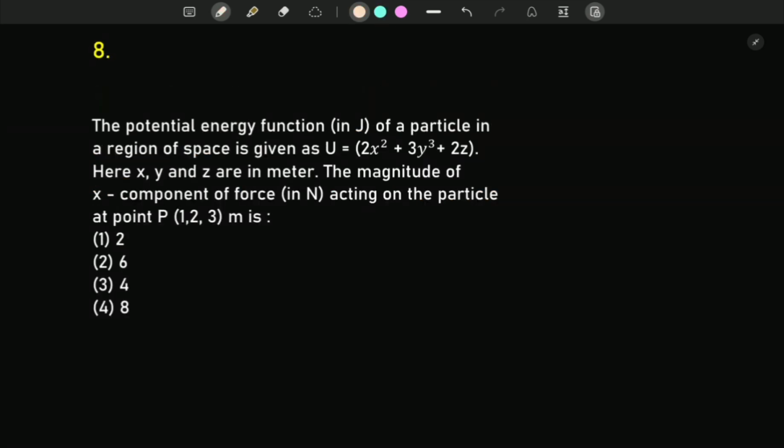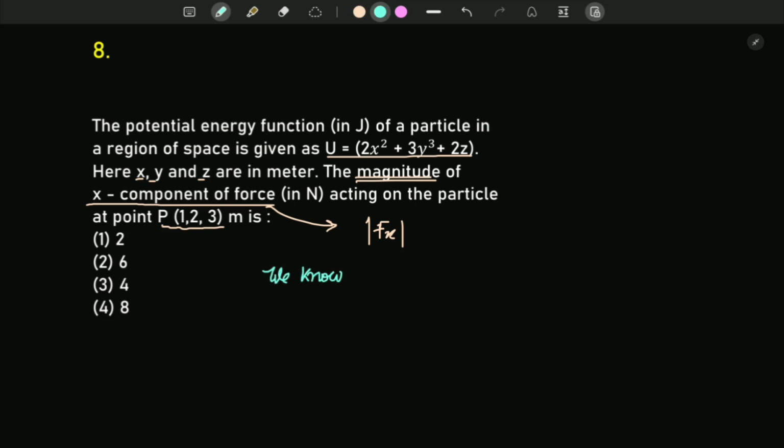The next question says, the potential energy function in joule of a particle in a region of space is given as U equals 2x square plus 3y cube plus 2z. Here x, y and z are in meters. The magnitude of the x component of force acting on the particle at point P 1, 2, 3. So what is asked is the magnitude of Fx, the x component of force, at the point P 1, 2, 3. These are the coordinates given.